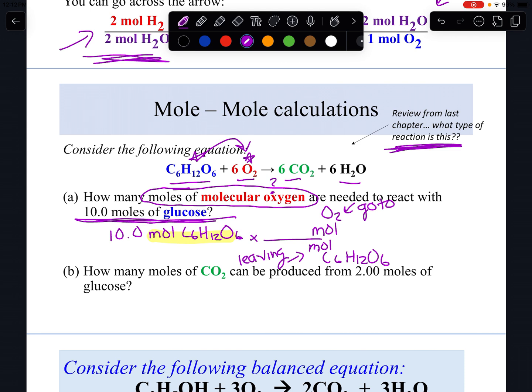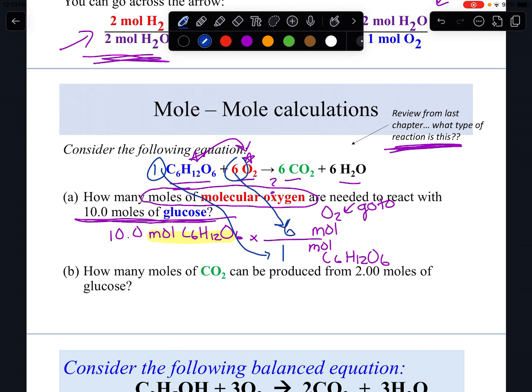Now, we need to go ahead and put some values in here. It did not erase, okay? All right, so to fill these numbers in, again, we use our coefficients. So the number in front of this C6H12O6 is a 1, and in front of the O2, we see a 6.